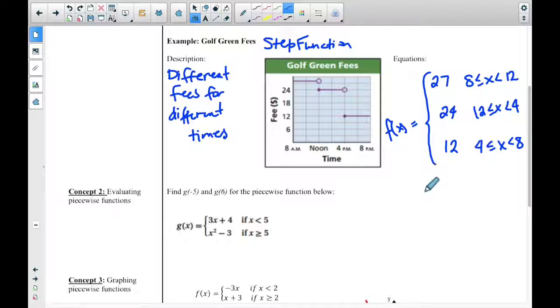So whether you're talking about distance traveled, like the bus stop problem, or maybe you're talking in chemistry about whether it's a liquid or a solid, that kind of thing. All of these things could be represented by step functions, or excuse me, all of these things could be represented by piecewise functions.